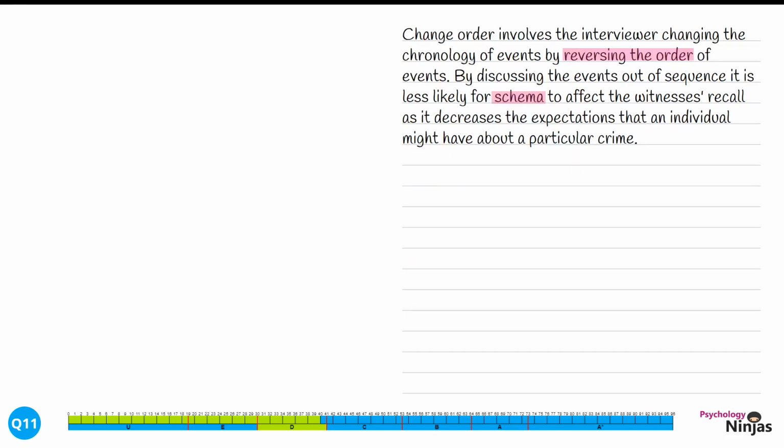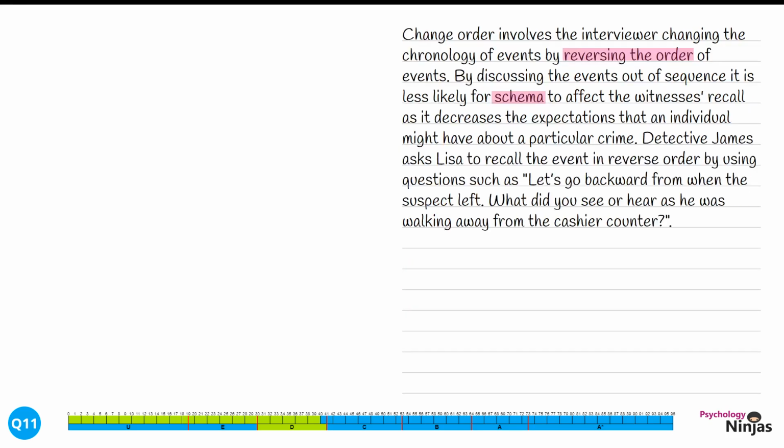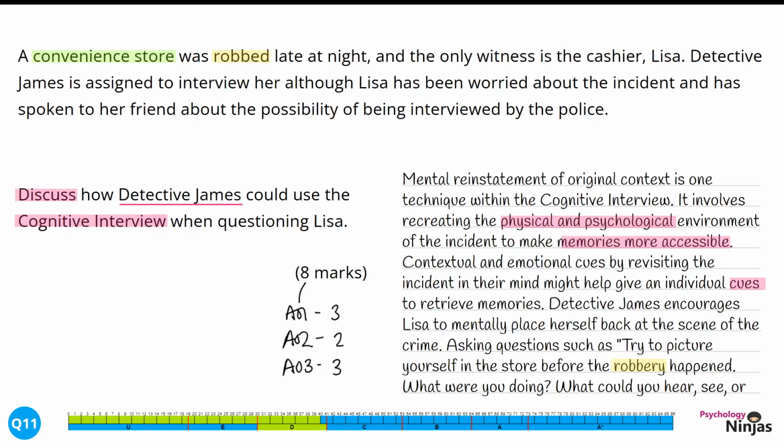From here, we're going to go back to application. Detective James asks Lisa to recall the event in reverse order by using questions such as, "Let's go backward from when the suspect left. What did you see or hear as he was walking away from the cashier counter?" We've clearly linked this into the STEM by acknowledging that Lisa was the cashier, and we've also talked about the suspect leaving and going backward. We can go back up to the STEM here and tick off cashier, as this is a different part of the STEM that we have used in our application.